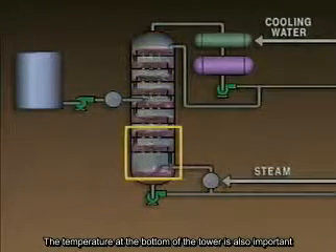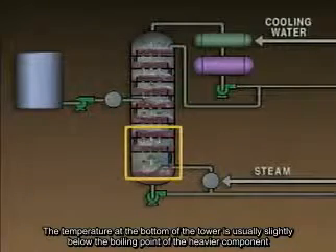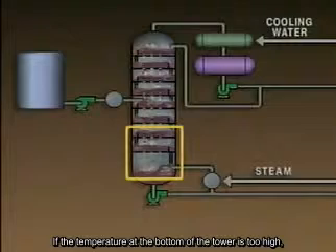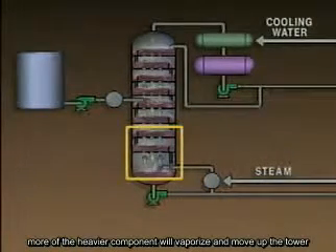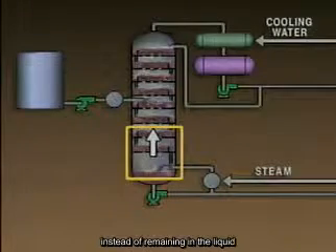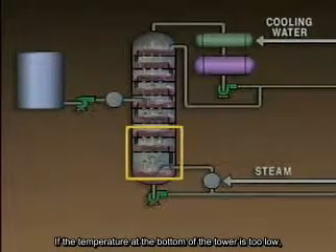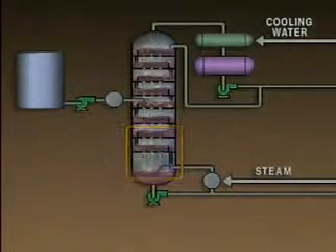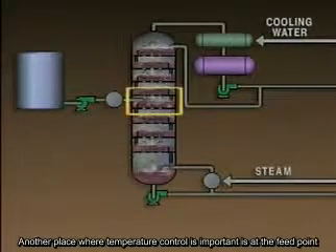The temperature at the bottom of the tower is also important. The temperature at the bottom of the tower is usually slightly below the boiling point of the heavier component. If the temperature at the bottom of the tower is too high, more of the heavier components will vaporize and move up the tower instead of remaining as a liquid. If the temperature at the bottom of the tower is too low, less of the lighter components will vaporize and move up the tower.